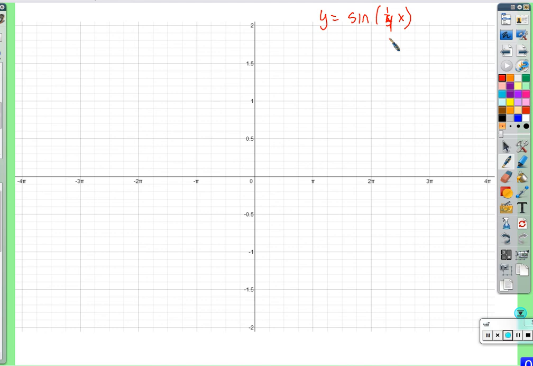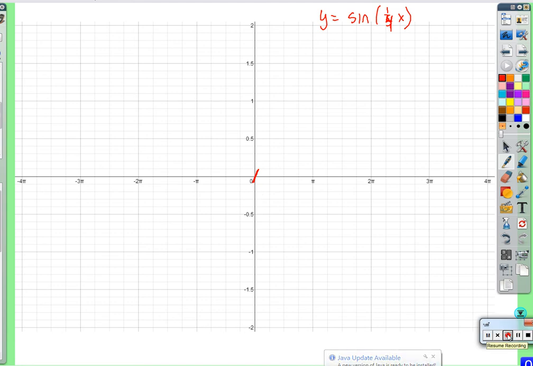And keep in mind, it's the sine. You know the sine starts here, right there, goes through 0, and then starts to go up. And use that knowledge. Make it fit inside of 8 pi. Make sense? Okay, go ahead.